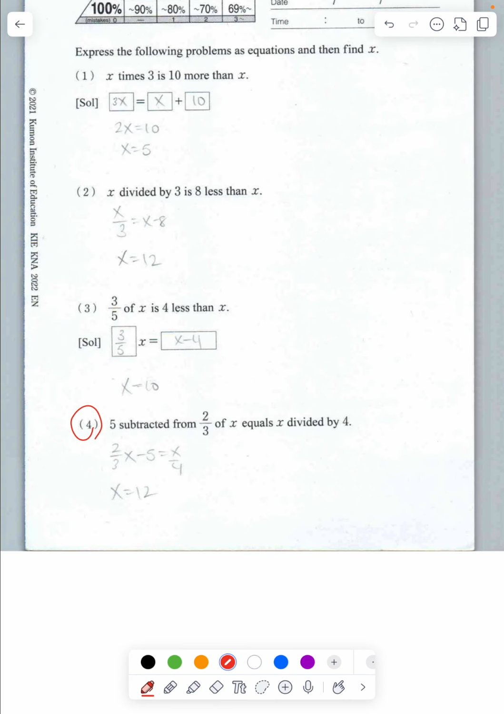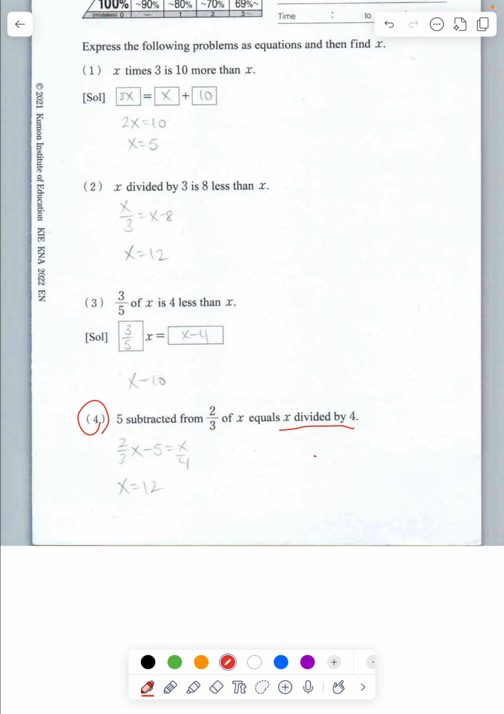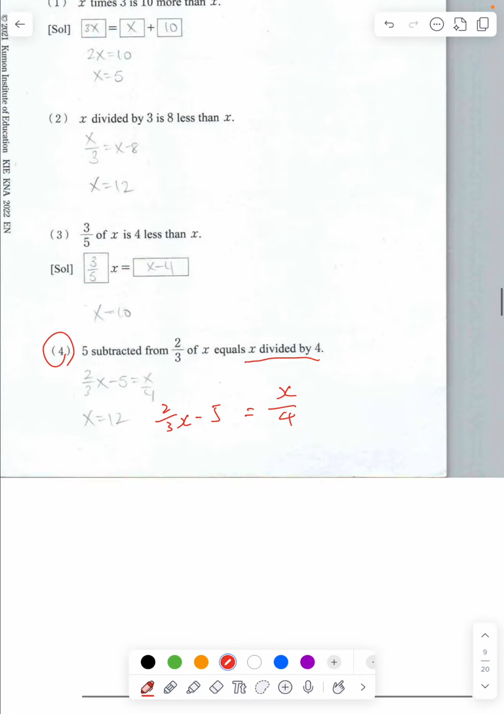All right, 5 subtracted from 2 over 3 of x equals x divided by 4. So first of all, x divided by 4 is basically x over 4, right? What about 5 subtracted from 2 over 3 of x? How do we represent that? Okay, good job. So you did 2 over 3 x subtract 5 equal to that. Perfect.